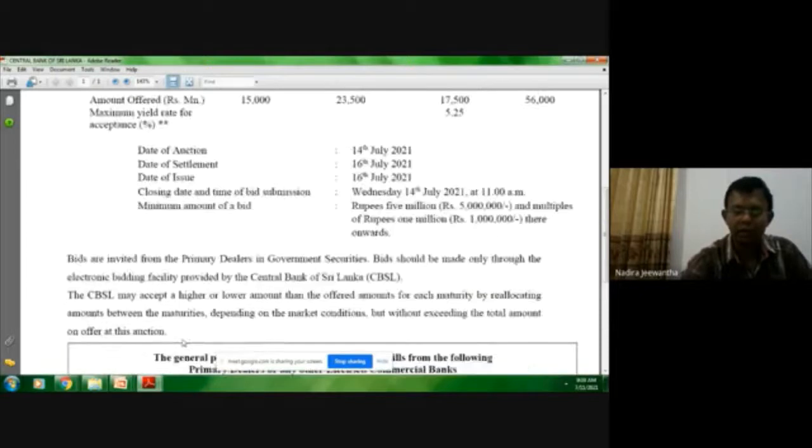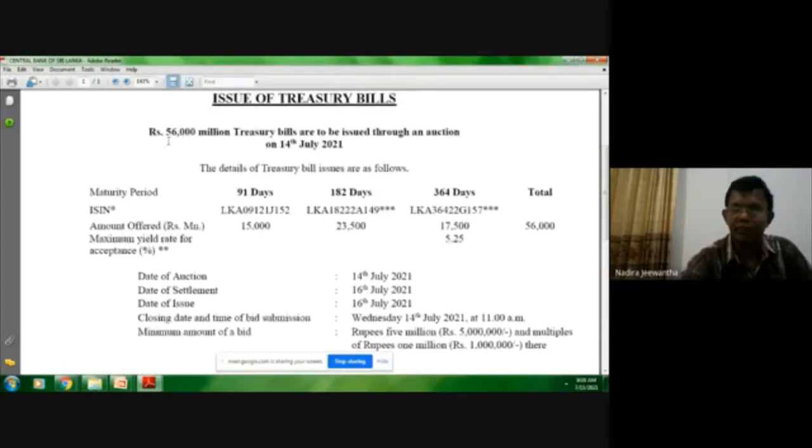Now see, 56 billion, 56,000 million. They need 56 billion rupees. How do they need it? For 3 months, 91 days, the government needs 15 billion. For 6 months, the government needs 23.5 billion. For 1 year, the government needs 17.5 billion. That's it, to be issued through an auction.